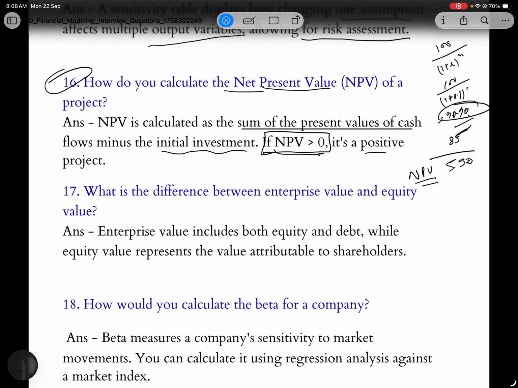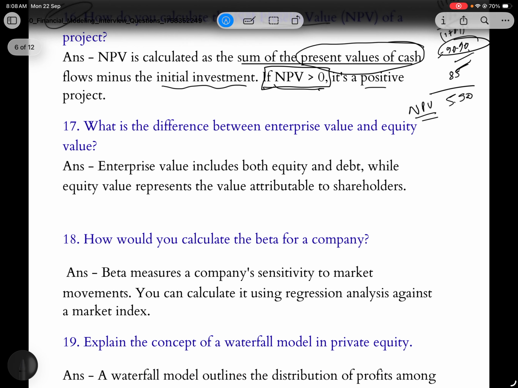Okay, but that just depends on how you have calculated a lot of things, how the present value of cash flows was calculated, what the assumptions were. That also affects it. So what is the difference between enterprise value and equity value? Enterprise value is basically equity and debt. Equity value is basically just the value of the shareholders only. That's pretty simple, right?